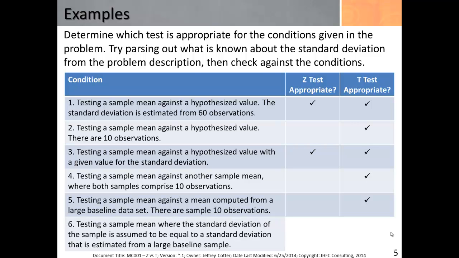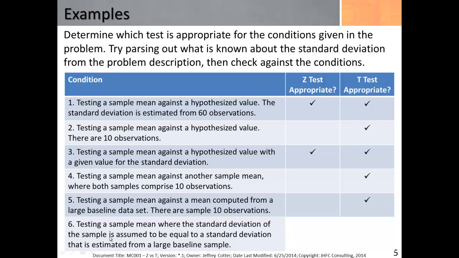Example 6. We're testing a sample mean where the standard deviation of the sample is assumed to be equal to the standard deviation that is estimated from a large baseline sample. This is a fairly confusing problem, so let's first carefully parse out what is known about the standard deviation from the problem description. First, the problem states that there is a standard deviation that is estimated from a large baseline sample. The problem also states that there's a standard deviation that is estimated from the sample. So there are 2 standard deviations. The standard deviation estimated from the large baseline sample will be a fairly precise standard deviation.